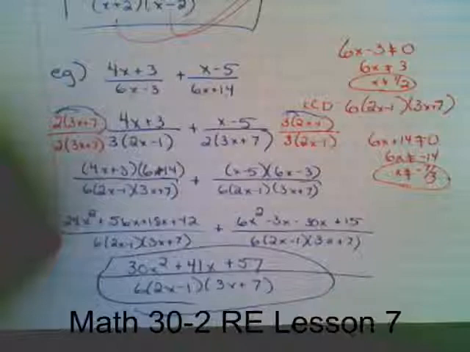And I'm going to combine like terms. 24x squared plus 6x squared. Keep in mind, if that was a negative, I'd have to distribute it. So 24 plus 6 is going to be 30x squared.